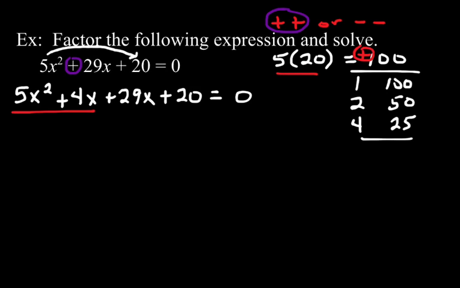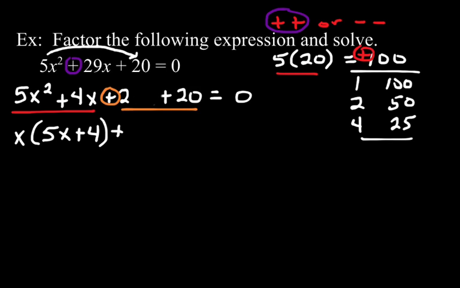We've got our two groups here. From the first group, we can factor out just an x. And that leaves us with 5x plus 4. Then in the second group, we have to take out this plus sign. So it'll be a plus, and then... Oh, wait, I wrote that wrong. Hang on. We replaced the 29 with the 4 and the 25. I'm sorry about that. Hopefully that doesn't mess anybody up. Right here, that should be a 25, not a 29, because the 4 and the 25 equal the 29.